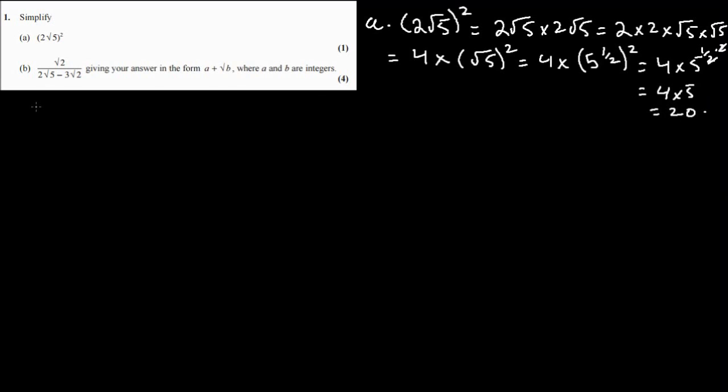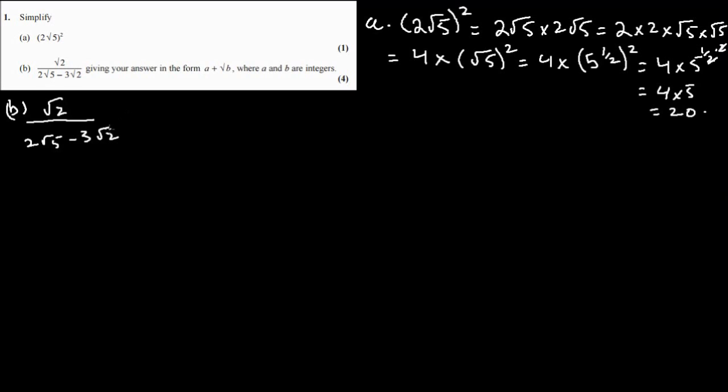That's part 1. So for part 2, what do we have? We have square root 2 divided by 2 square root 5 minus 3 square root 2, and the question asks us to simplify this to the form a plus square root b, where a and b are integers. Now all this is saying is you have to simplify this and reach a stage where you have an integer added to another integer which is under the square root. So this is a question normally also called a question of rationalising.